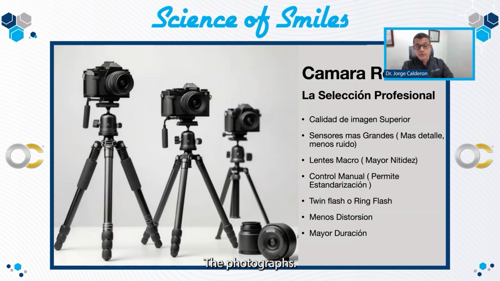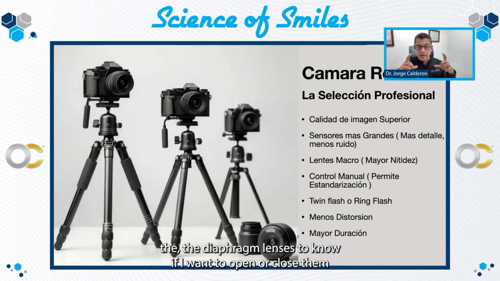Professional cameras have the ability to have manual controls. That is, I can create my own settings. I can adjust the shutter speed. I can adjust the sensitivity, that is, the amount of light I want to enter my image. I can also calibrate the speed at which I am shooting. And it can, in the same way, be adjusted, the diaphragm of the lenses, to know if I want to open or close them, and with this have greater or lesser depth of field.